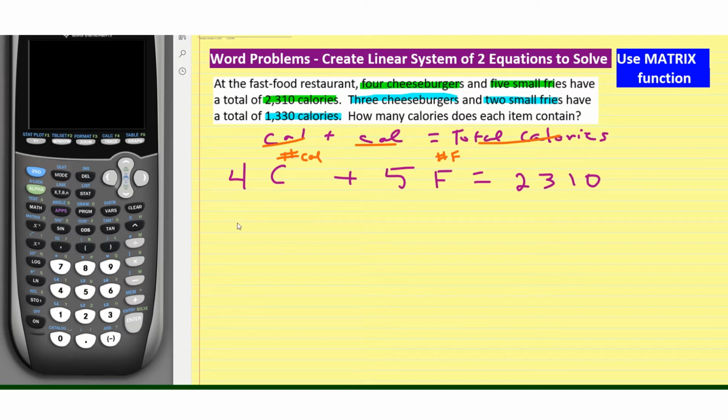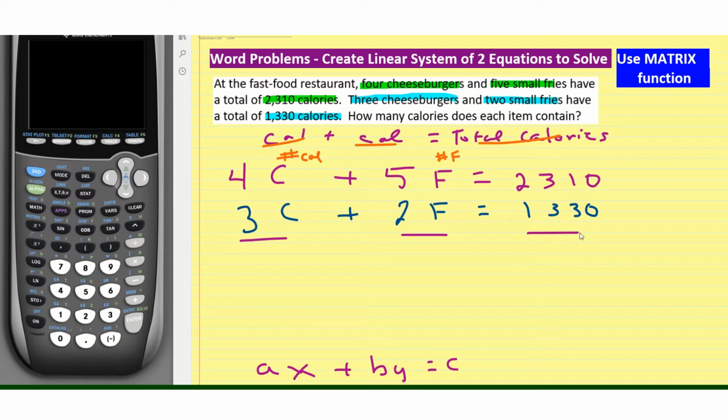The second sentence says that we have 3 cheeseburgers plus we have 2 small fries, and that calorie count for that order is 1330 calories. Okay, so at that point we have 2 standard form equations. Standard form equations, of course, are of the AX plus BY equals C format, and we can see that that is what it is. AX plus BY equals a constant.